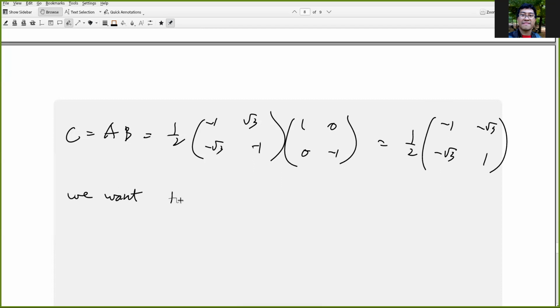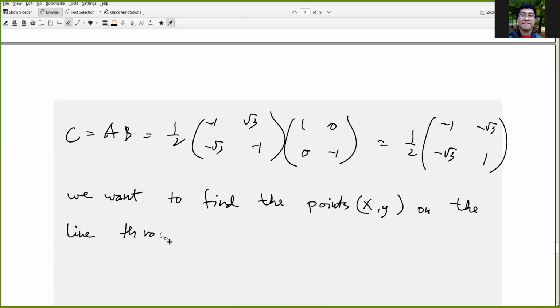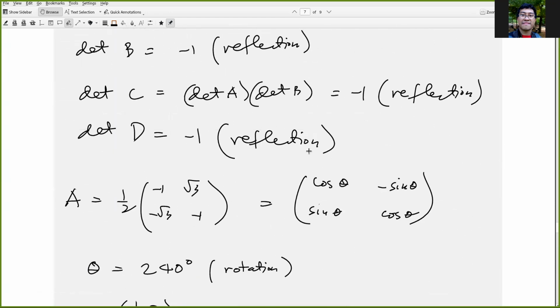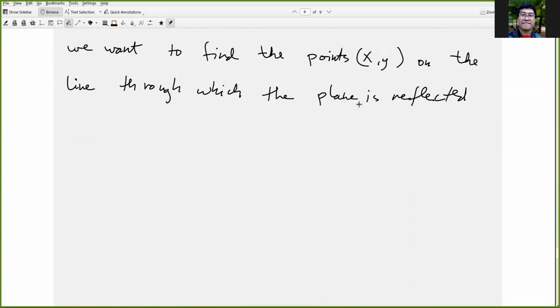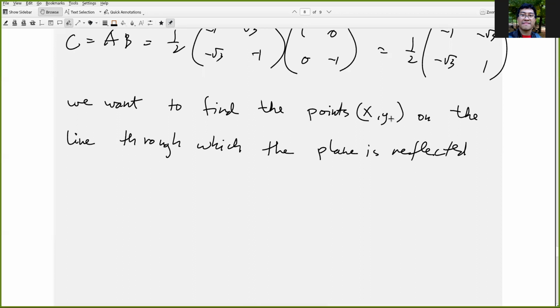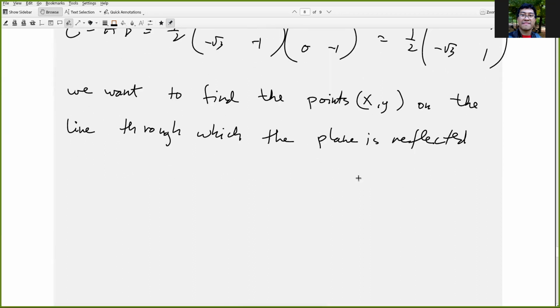So what we want to do is find the points x, y on the line through which the plane is reflected. Again, we know this is a reflection matrix because the determinant is -1. We just want to find that line containing points x, y through which the plane is reflected.